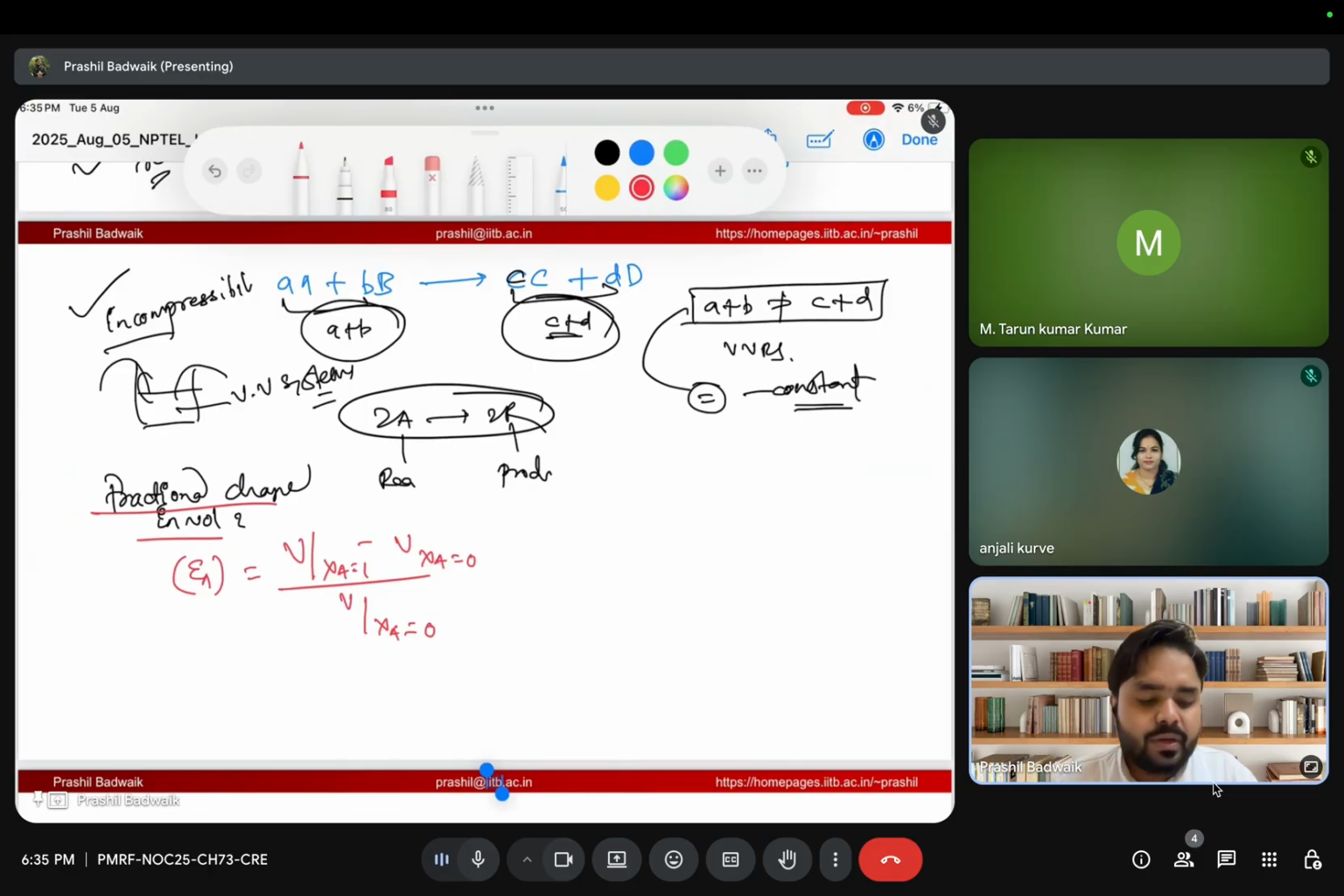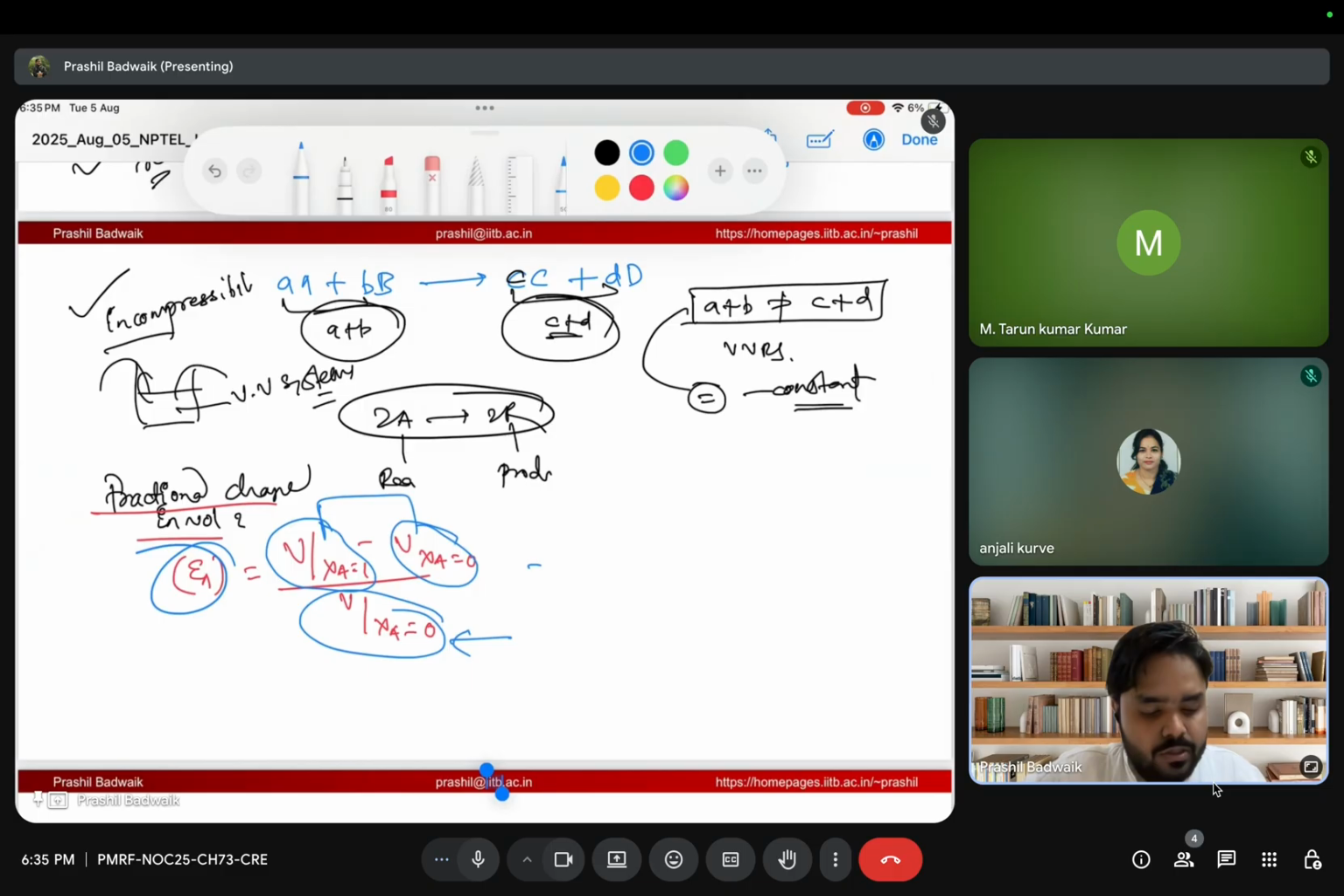So what are we comparing? We are comparing what is the volume at the end of the reaction and what is the volume at the start of the reaction. We take the difference, and that difference is again divided by the reference value, that is the initial one, and this gives you the fractional change. This is the change, and when we divide it gives you fractional change, correct?